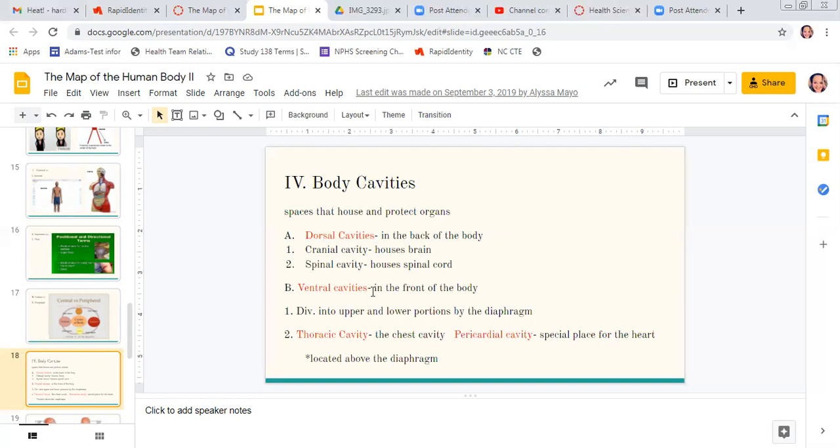Your ventral cavities, that's a word you probably haven't heard before, but ventral means the front of the body. So in your ventral cavities, you may find your heart, you will find parts of your stomach, okay? And then we have your thoracic cavity, which is your chest. Thorax meaning chest, thoracic cavity, chest cavity. Pericardial cavity, which is a special place for the heart. So we know peri means around. Cardi means heart, so the pericardial cavity is just a special place that the heart lies in.